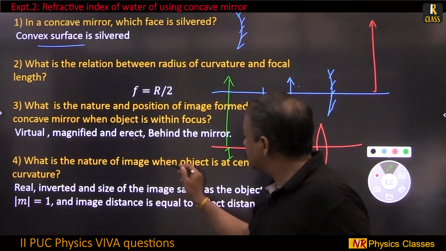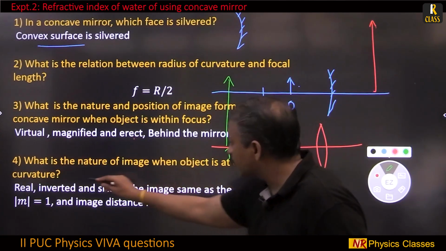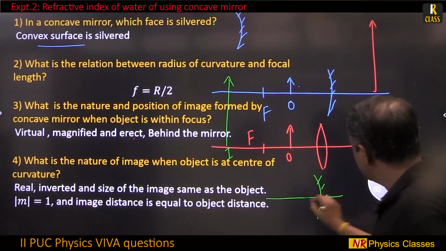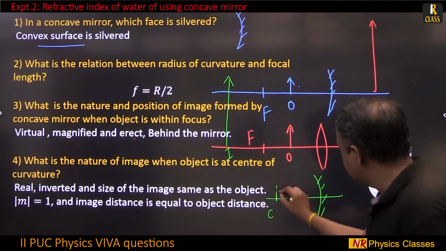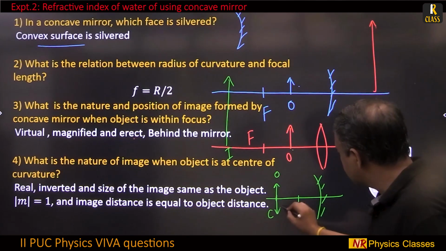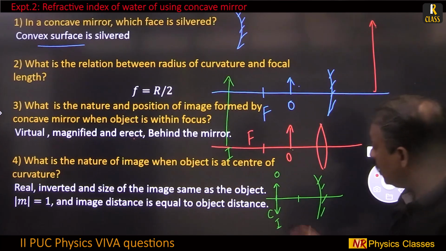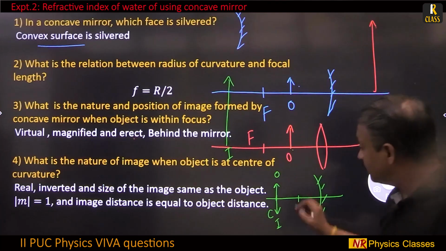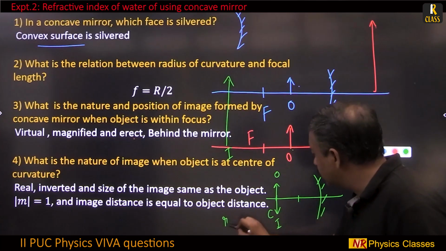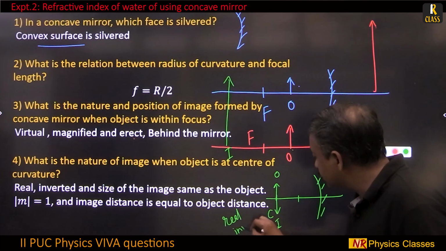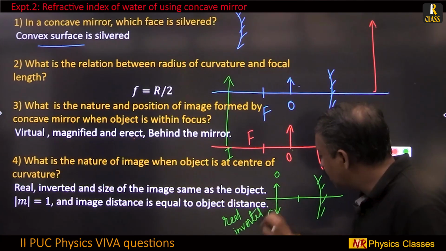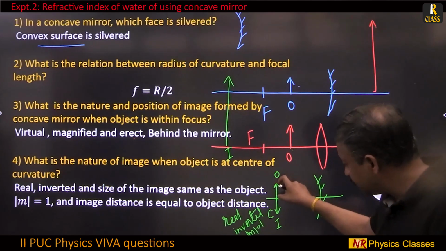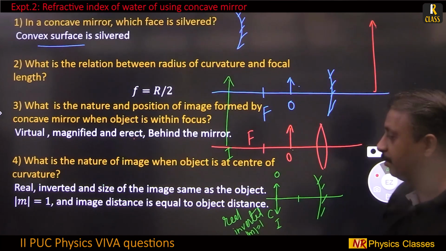What is the nature of image when object is at the center of curvature? This is focus, center of curvature. If this is the object, then this is the position of the image. Image will be at the same place. Height of the object equal to height of the image. This is real, inverted, and magnification is equal to 1. Magnitude of magnification equal to 1 means height of the object equal to height of the image.